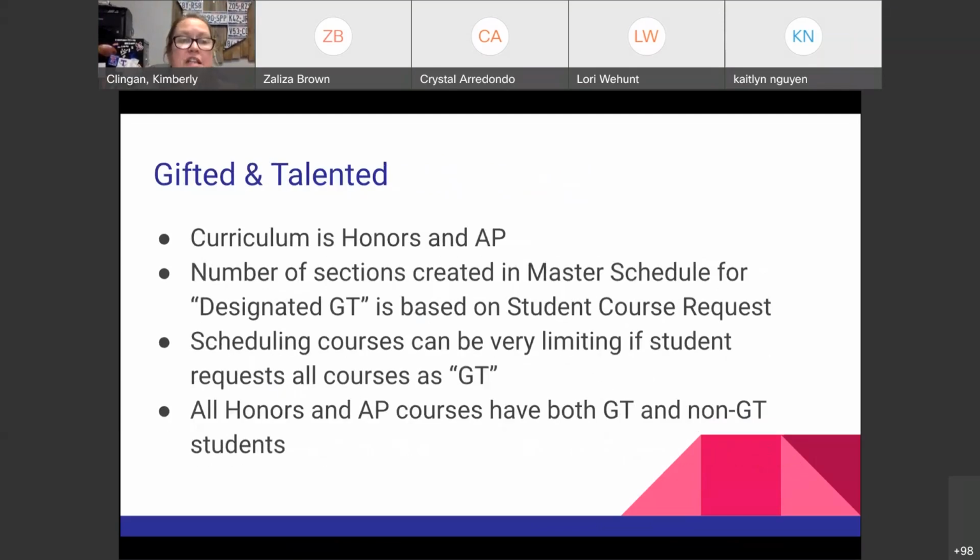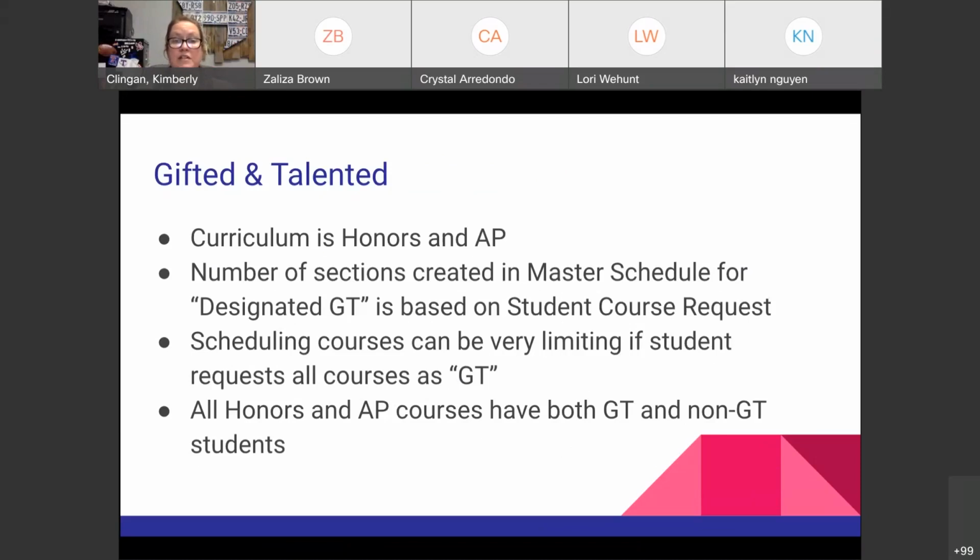For GT, courses are available for students who received gifted and talented services, and the curriculum that is offered for GT is through honors and AP. There's not a class that's called GT. It's not an elective. It's provided through English, Math, Science, and Social Studies through honors and AP classes.